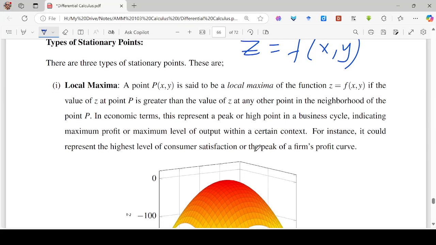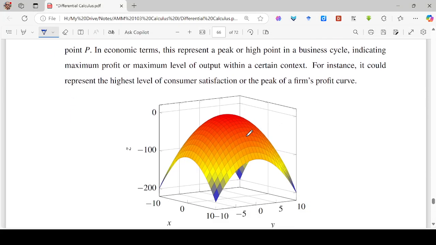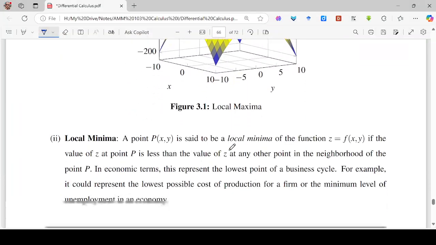And diagrammatically, this is how the maximum point looks like. A point here where z attains the maximum. If you place something here, it will fall off. This is the maximum point of the function. We also have what we call a local minimum. A local minimum is just the opposite of the local maximum.